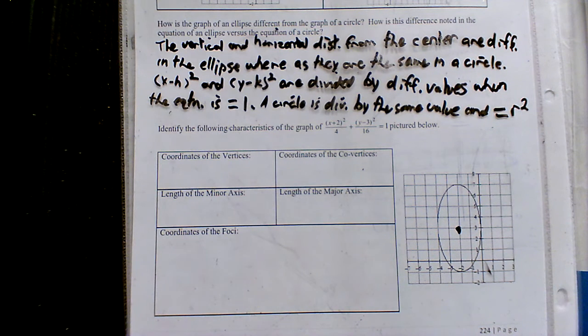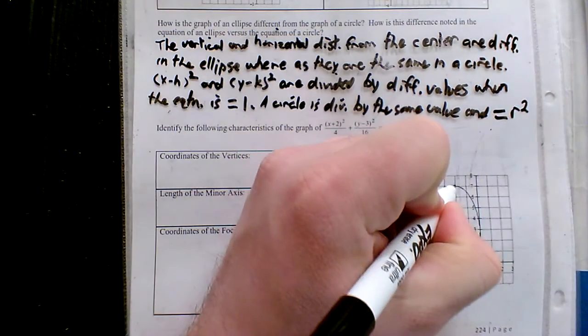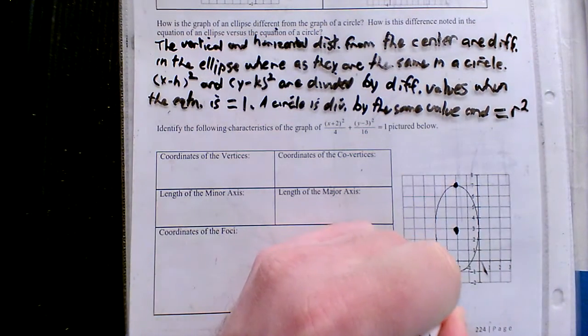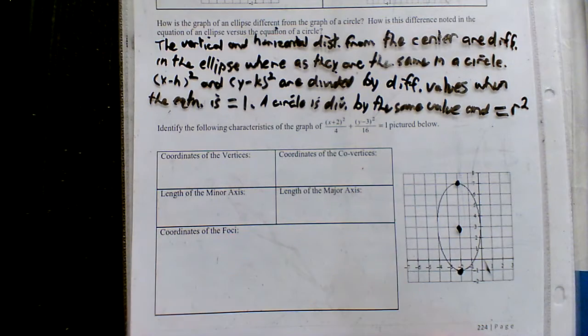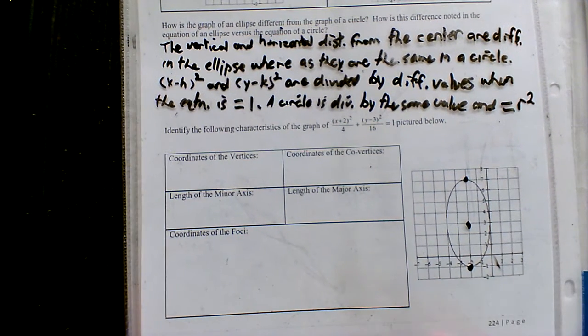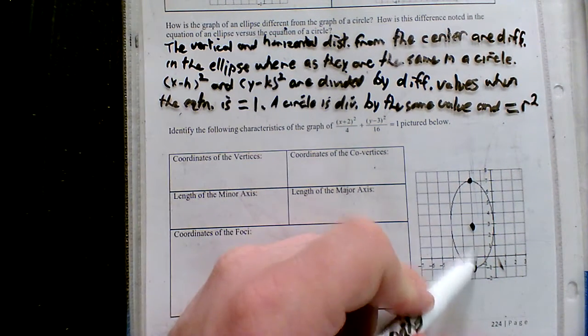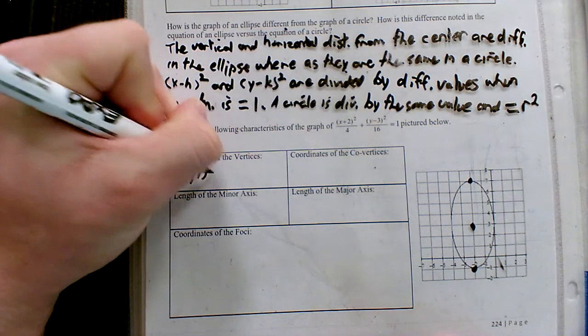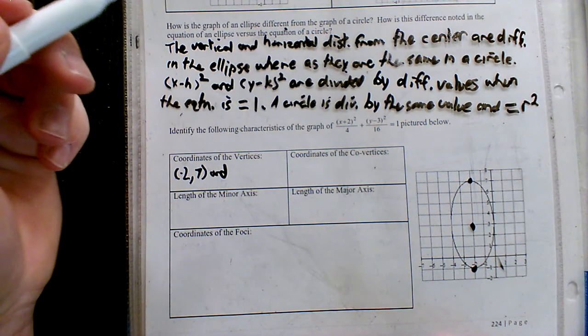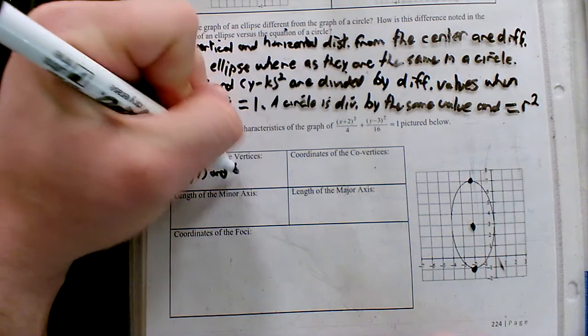The points that are the furthest away from the center. So that would be this point here and this point here. The one on the top and bottom, those are the furthest away from the center. And it wants to know what those coordinates are. Well, this one is -2, 7 and -2, -1.